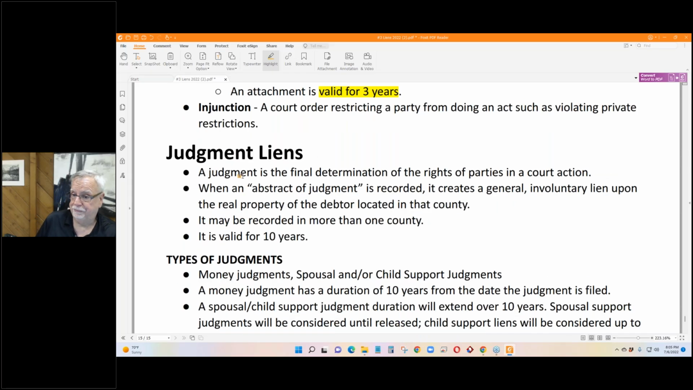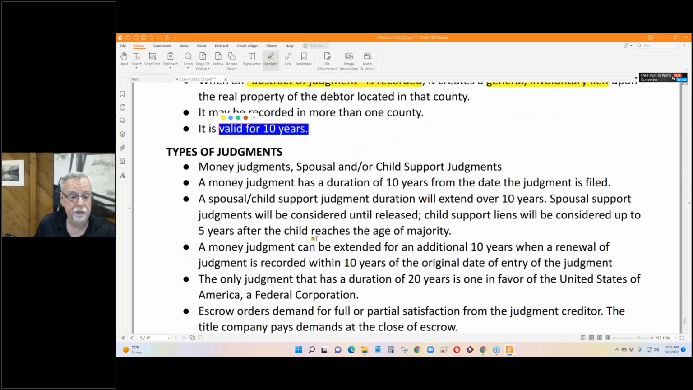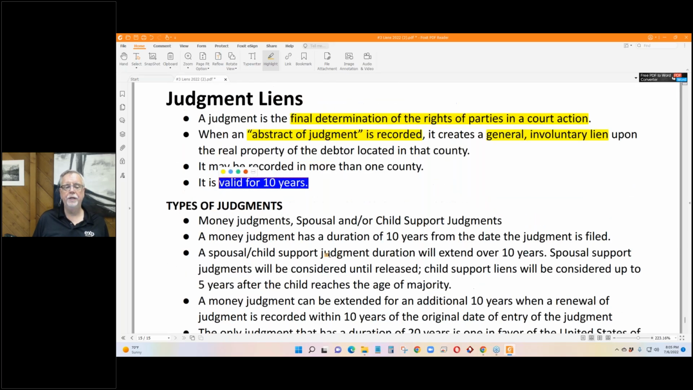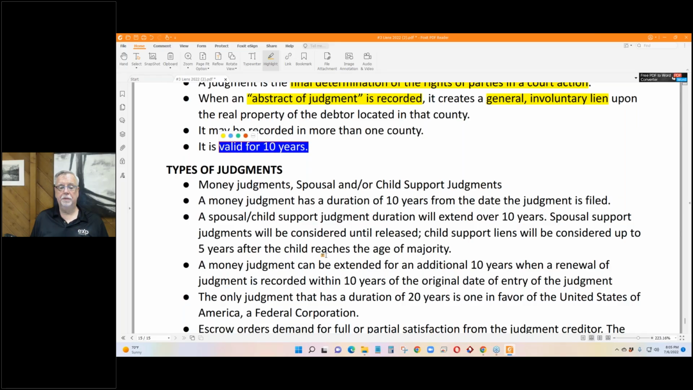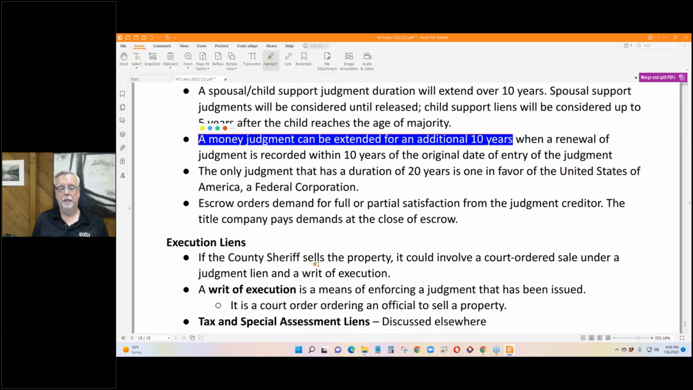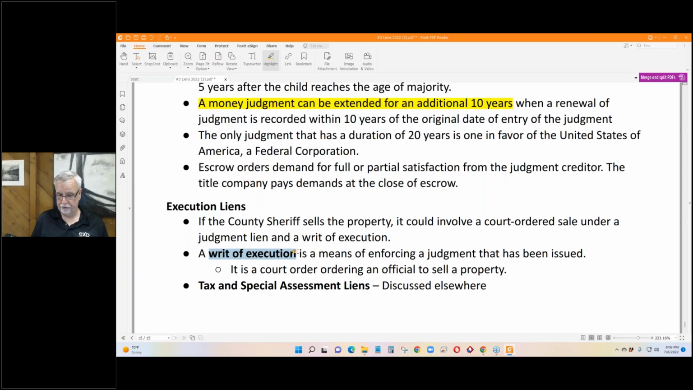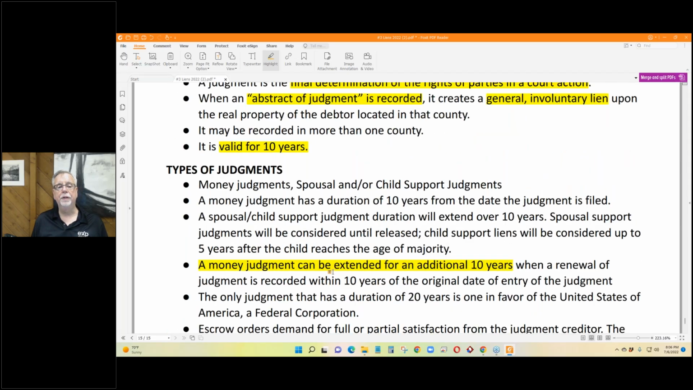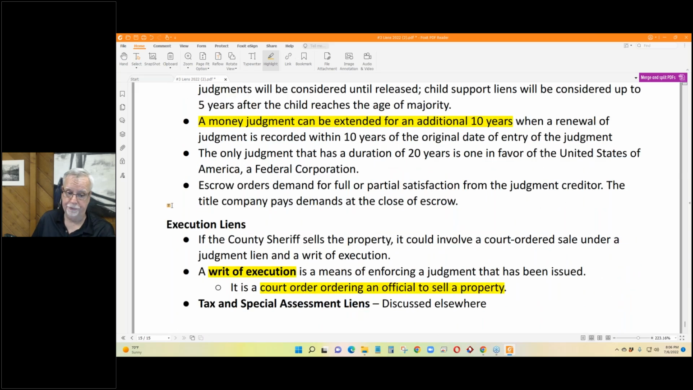Speaking of a judgment, it's the final determination of the rights of the parties in a court action. An abstract of judgment is recorded, and that creates a general involuntary lien upon the property of the debtor. It is valid for 10 years. There's a lot of different kinds of judgments. Money judgments, child support judgments, spousal support judgments. Usually a money judgment can be extended for an additional 10 years, but usually it's good for 10 years. And then there's something called an execution, which is a writ of execution, which is a court ordering an official to sell the property. Let me give you an example about judgments, writ of execution.